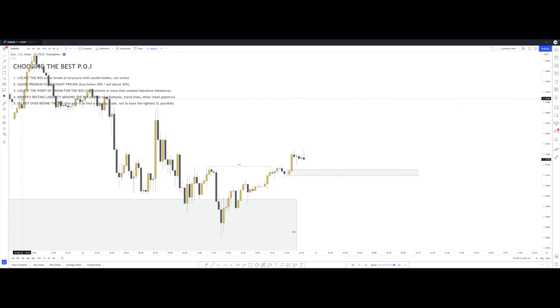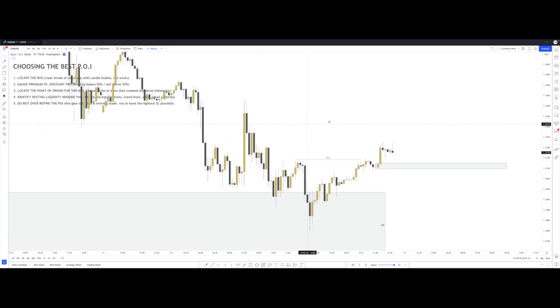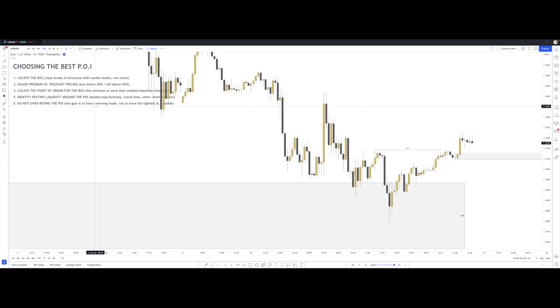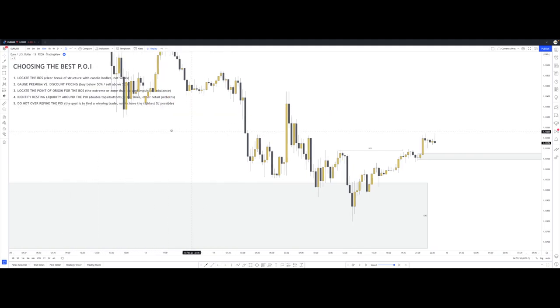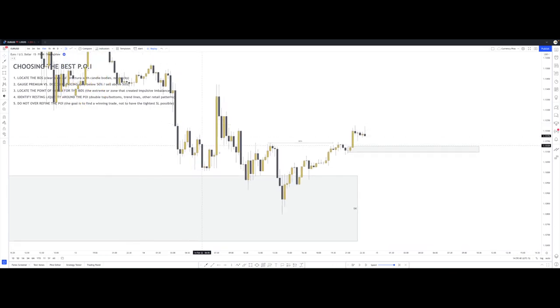Now, this is not over refining. It does look quite refined from this time frame, but like I've said in the previous examples, over refining to me would be going down to the 1 minute or the 30 second or the 15 second and trying to obtain a 1 pip stop loss or something like that. That to me is over refining. And remember, the goal is to find a winning trade, not to have the tightest stop loss possible, right? This isn't about ego. This is about making money.